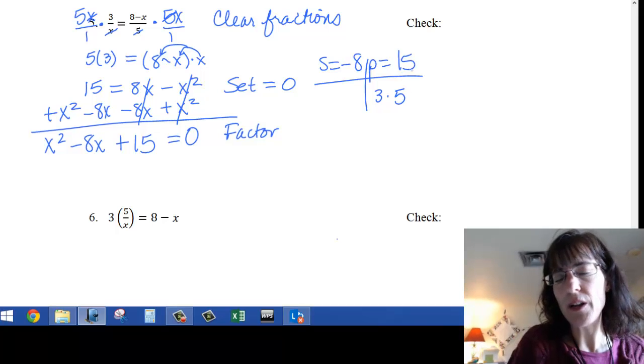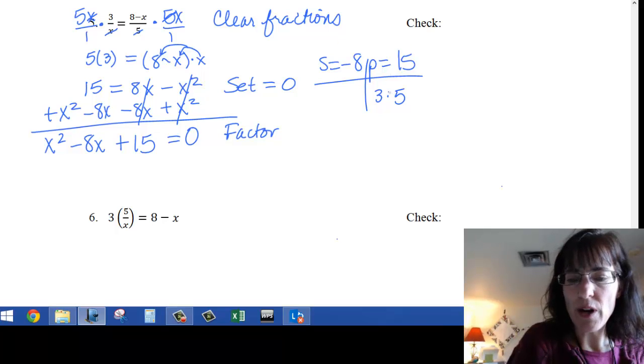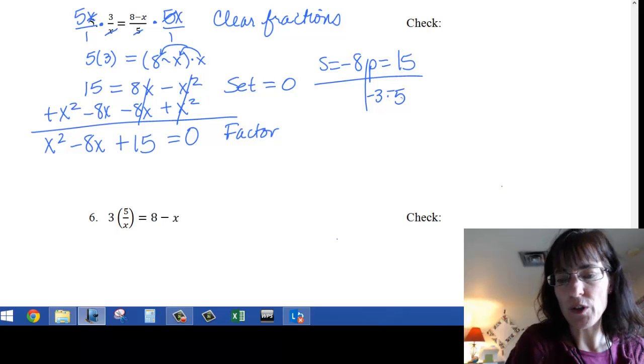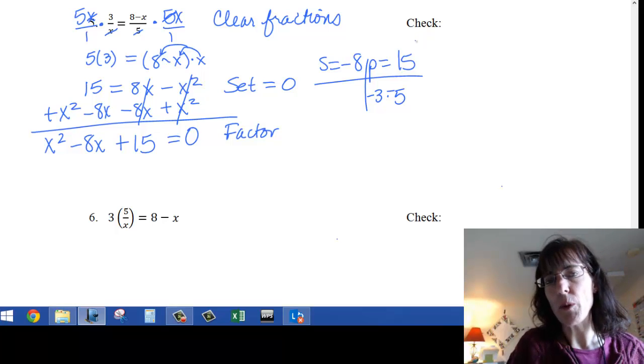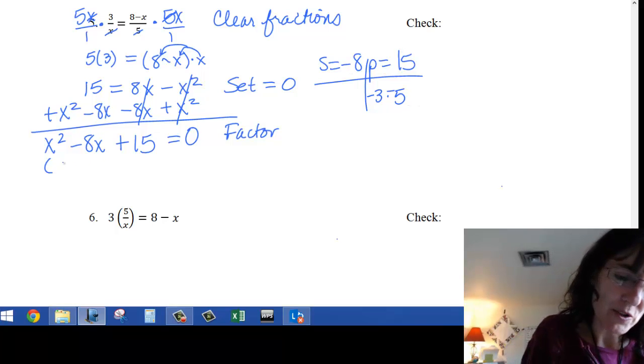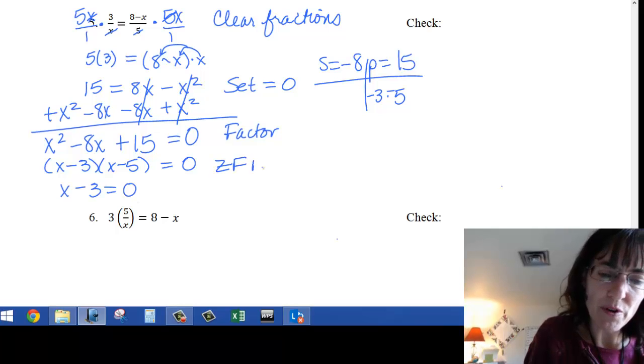And I know I need a positive product, a negative sum, and so I know I need both of my factors to be negative for that to work. So -3 times -5 will give me positive 15, and when I add them, I do get a -8. So -3 and -5 are my factors, x minus 3, x minus 5, set to 0. Set each factor to 0. That's the 0 factor property.